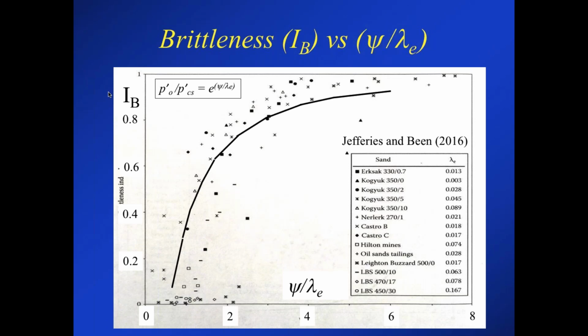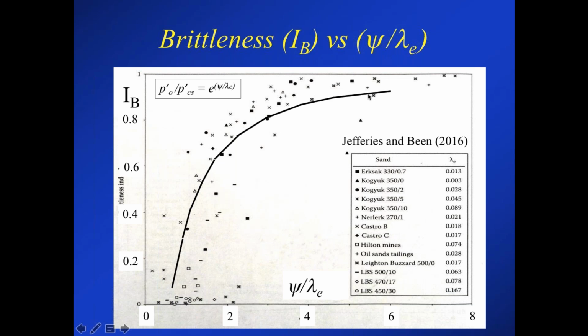We can look at brittleness against state parameter, and Bean and Jeffries, in their book, correctly said that rather than just state parameter, it should be state parameter divided by the slope of the critical state line. Here it's in terms of log to the base e, with the data they show. This is directly from their book.